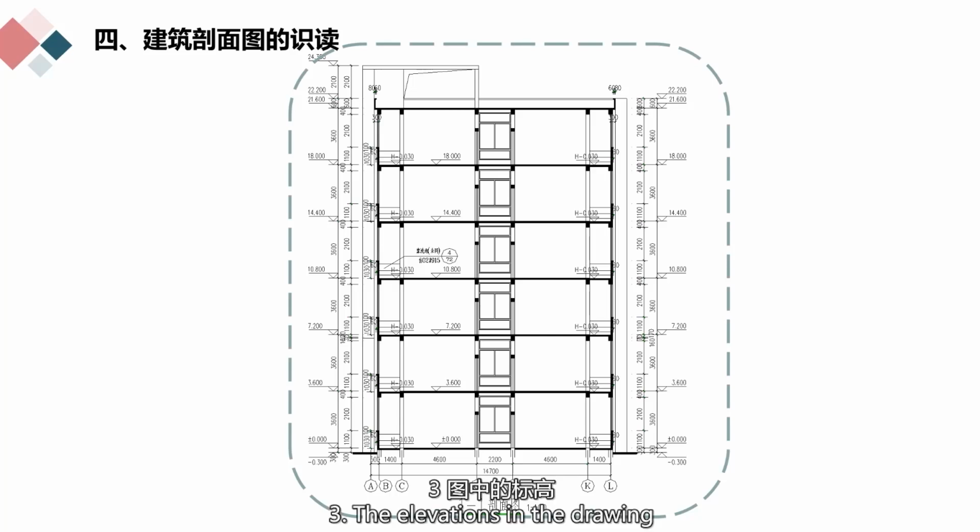Third, the elevations in the drawing are all expressed as relative dimensions to plus or minus 0.000. For example, the elevation of the third floor is 7.2 meters calculated from the ground floor, and the height difference, floor height, from the second floor surface is 3.6 meters. The drawing has marked the height dimensions of the door and window openings.